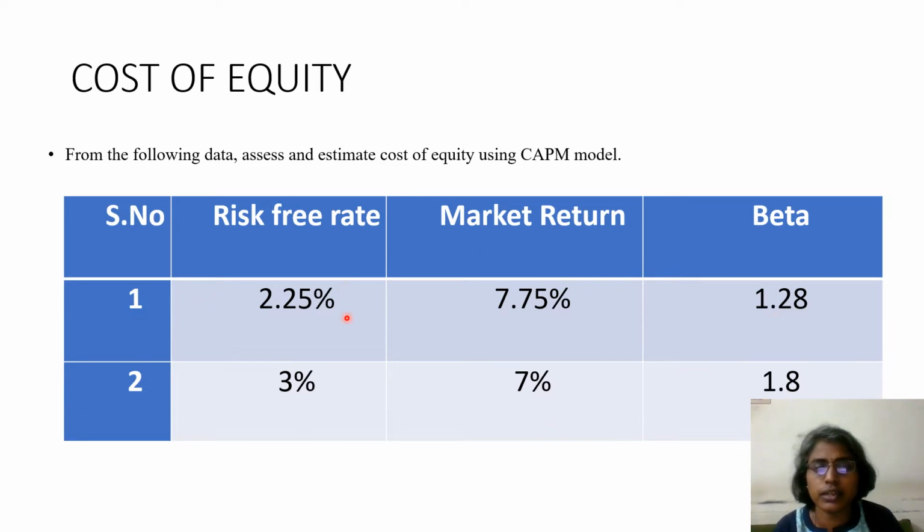First is the risk-free rate. We'll take serial number 1, that is company 1. The risk-free rate is 2.25%, market return is 7.75%, and beta is 1.28. As far as company 2 is concerned, the risk-free rate is 3%, market return is 7%, and beta is 1.8. So this is the data given in the problem. Let us calculate CAPM for company 1 as well as company 2.